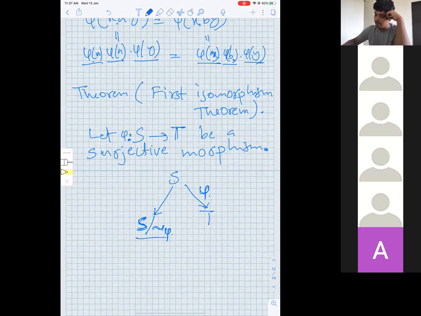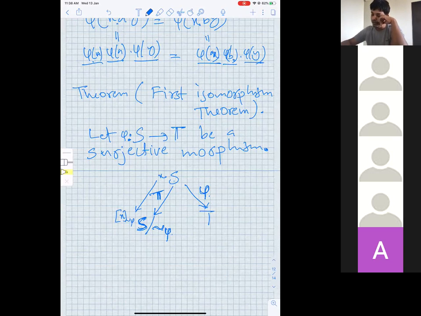What is this? This is a semigroup of equivalence relations with respect to the congruence relation phi. Sorry, semigroup of equivalence classes. Yeah. Okay. And what is this? There is a natural morphism from S to S slash tilde phi. What is this natural morphism? It maps every element x to the equivalence class of x with respect to the congruence relation phi.